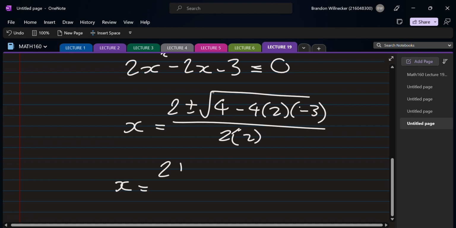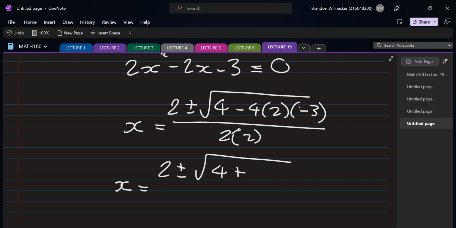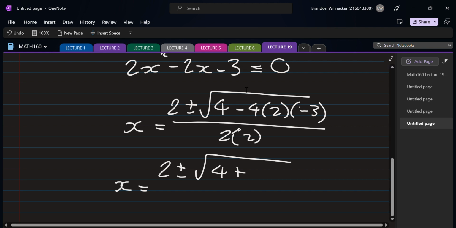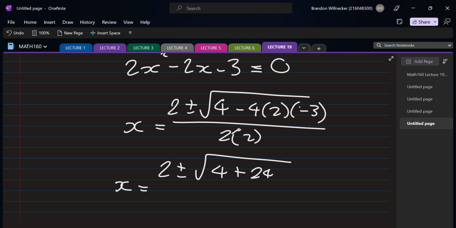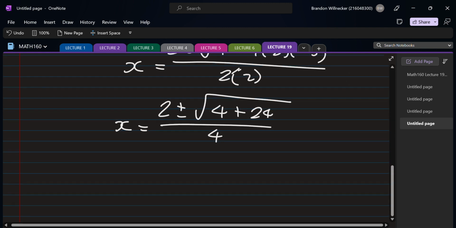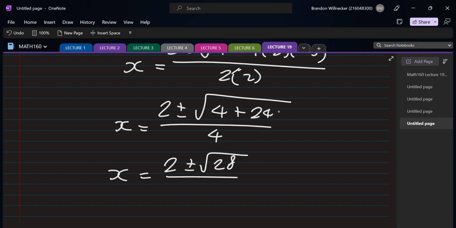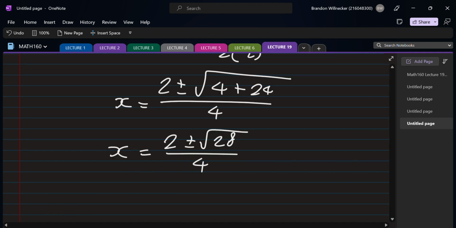So we're going to get 2 plus or minus the square root of 4 plus, we've got 2 minuses there, so it's going to be a plus. So 4 times 3, that will be 12, times 2, that will be 24. And it's plus because of the minus and the minus. All over 4. So x is equal to 2 plus or minus root 28 all over 4. And you have your calculators so you can simplify that if you need to.